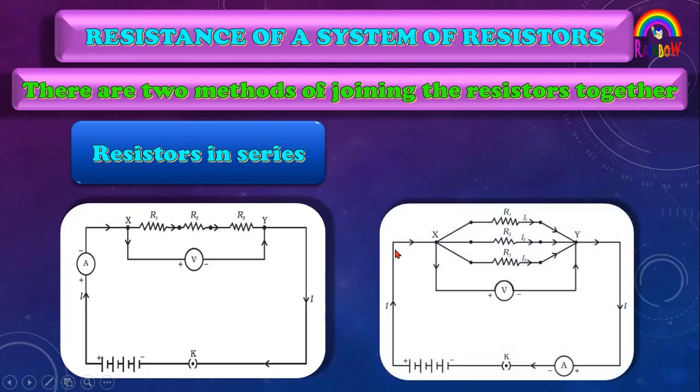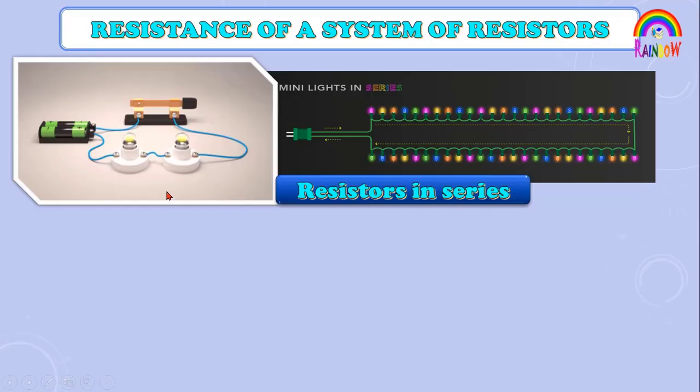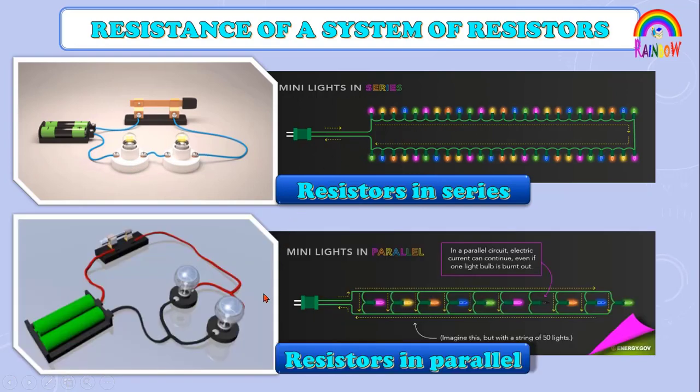See the second figure. In this electric circuit, the two terminals of three resistors are connected to the same two nodes X and Y. Here the resistors are said to be connected in parallel. See these pictures. Here the bulbs are joined end to end and they are in series. Here the two terminals of the bulbs are connected to the same nodes and these bulbs are said to be connected in parallel.